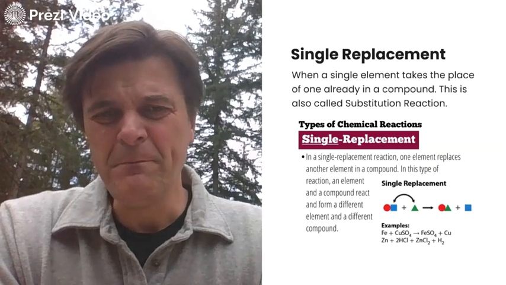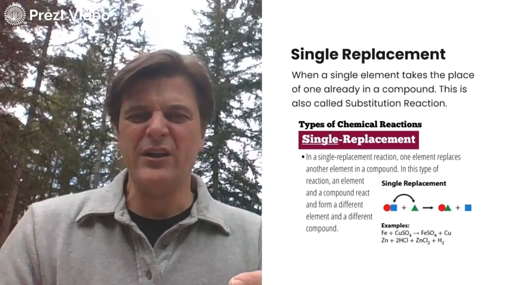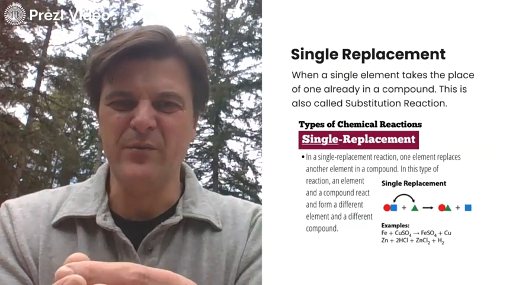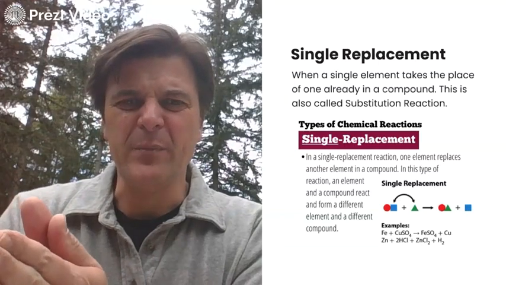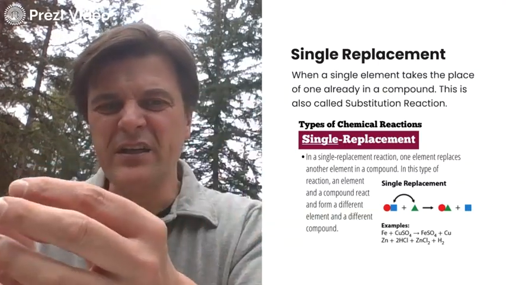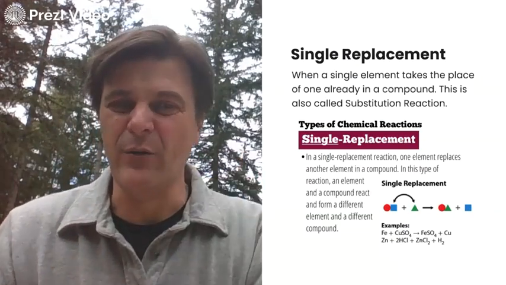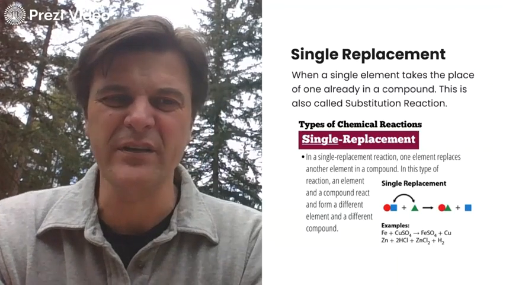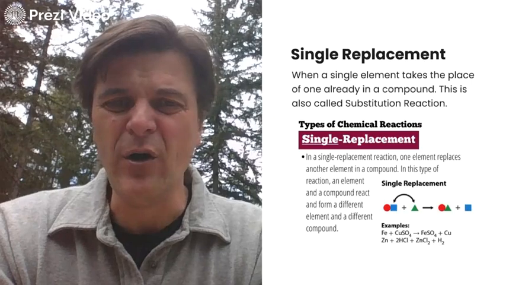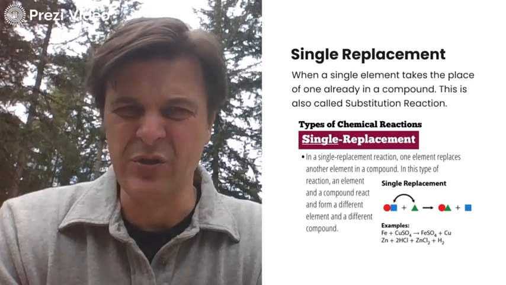Single replacement. Well, this is a replacement. This is a chemical reaction where you have a single element that comes in and takes the place of an element that's already paired up. It's already bonded with another element. So it swoops in and takes its place. It replaces the element that's there already. So a single element takes the place of another element that's already in a compound. This is sometimes called a substitution reaction.